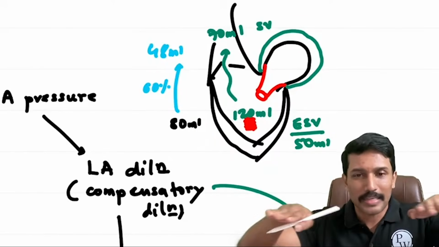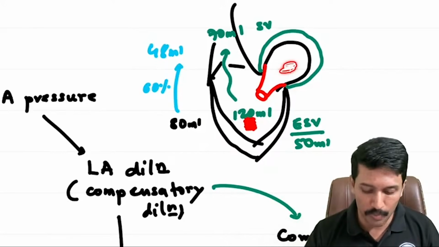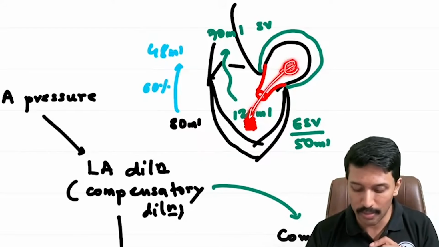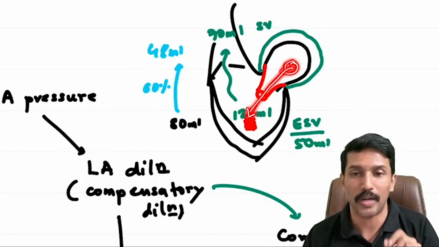But after equalization of pressure, I may still have some amount of blood in the atria, and this blood has to be pushed into the ventricle.